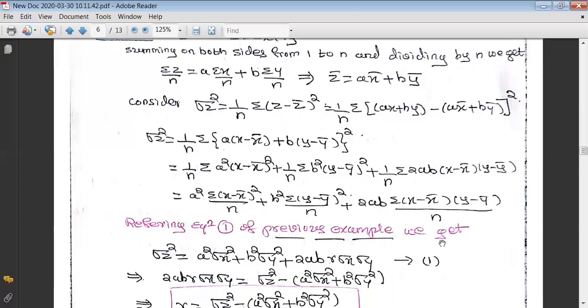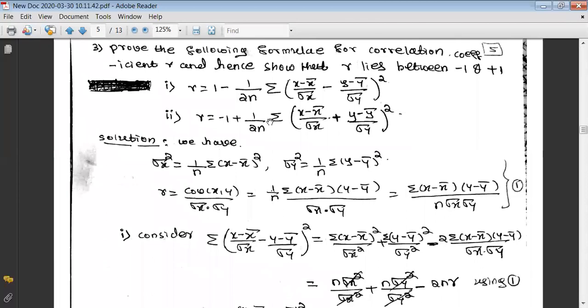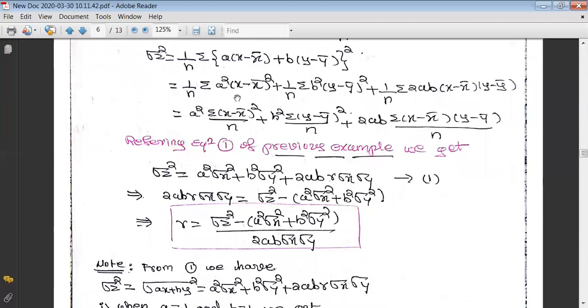Suppose you refer to equation 1 of our previous problem, we can write many of these values: summation (x minus x bar) whole square upon n is nothing but sigma x square, and this is sigma y square. This is 2ab, and this entire thing we can write as r into sigma x into sigma y. If you solve this expression for r by taking these two terms to the other side and cross multiplying the remaining terms except r, we get the required result: r equals sigma z square minus (a square sigma x square plus b square sigma y square), whole divided by 2ab into sigma x into sigma y.